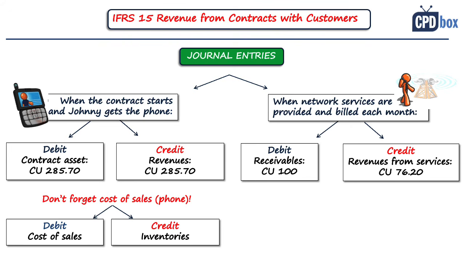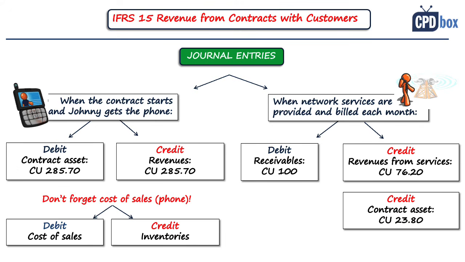Well, now our entry is not balanced. There is a difference of 23.80 currency units. So guess what? We credit the contract asset with 23.80. And believe me that over 12 months, if you pass the same entries, the contract asset, which was initially 285.70, will decrease to 0. So the whole point is to recognize revenue also for the free mobile when you give it to the client and the lower revenues from network services.